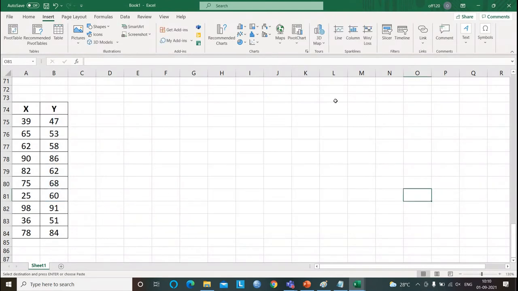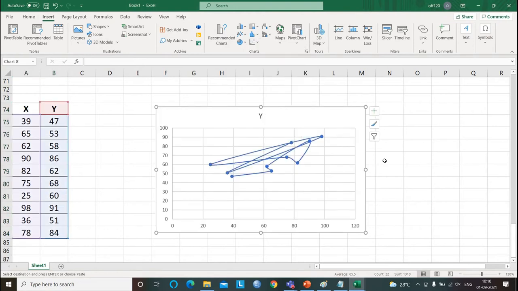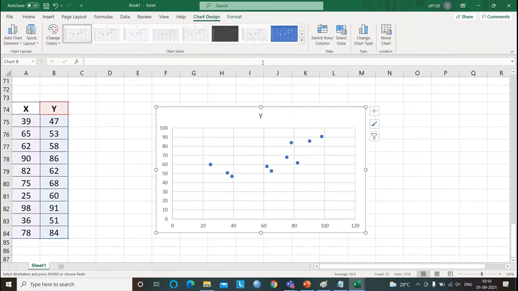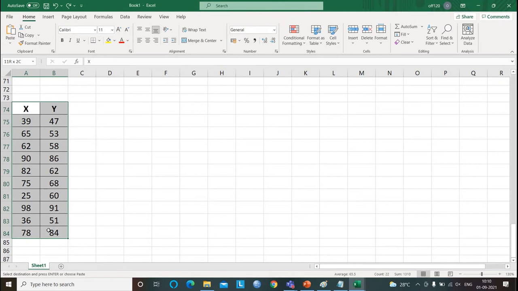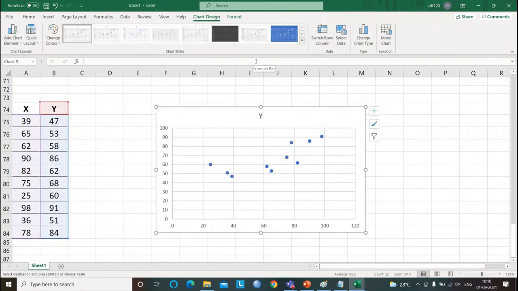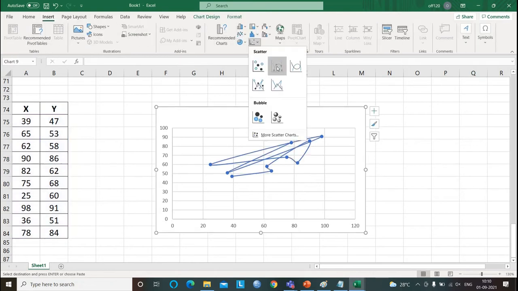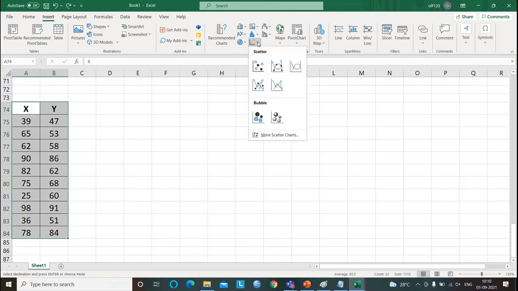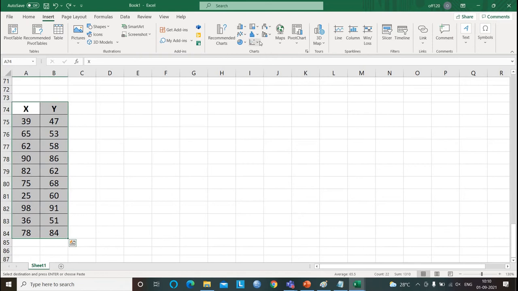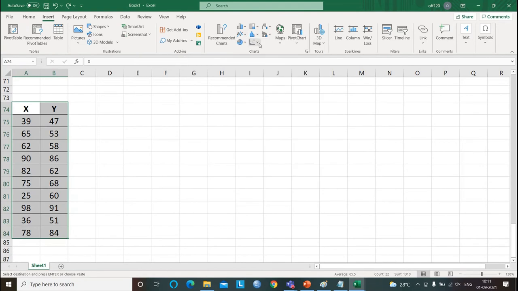Just a minute. It is taking them as two different variables. Okay, I'll just go with only the scatter diagram.